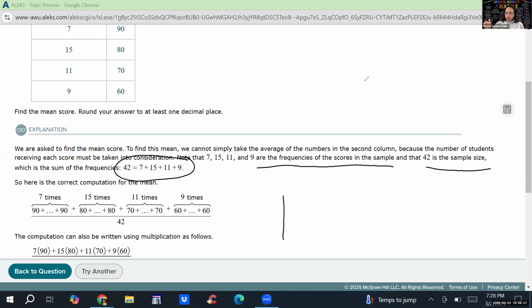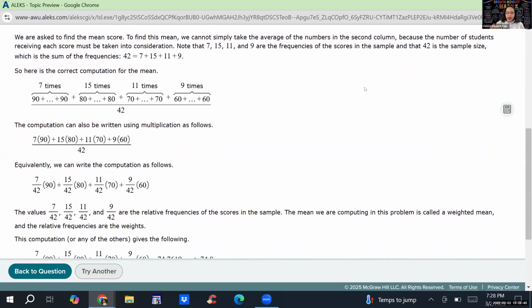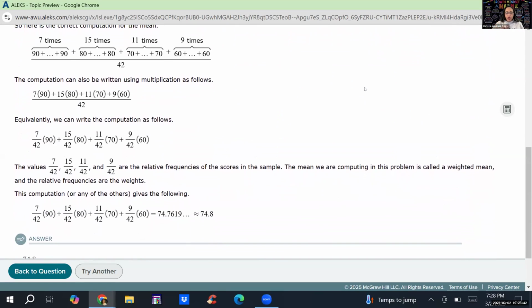Okay, so once you add them all up, you divide by 42, and your solution will be approximately 74.7619, which you round to one decimal place, and you end up with approximately 74.8.